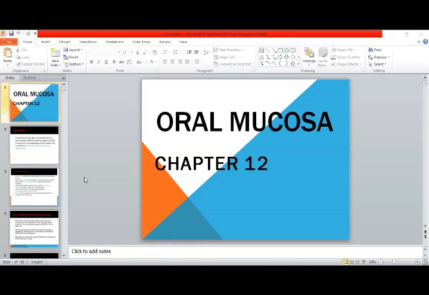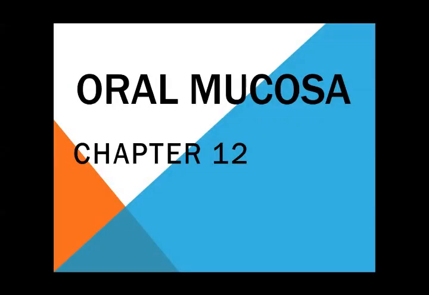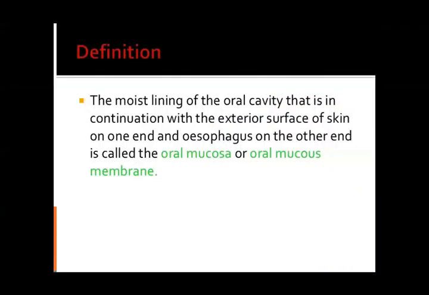What is the oral mucosa? Oral mucosa is the moist lining of the oral cavity that is in continuation with the exterior surface of skin on one end and the esophagus on the other end. It is called the oral mucosa or oral mucous membrane.